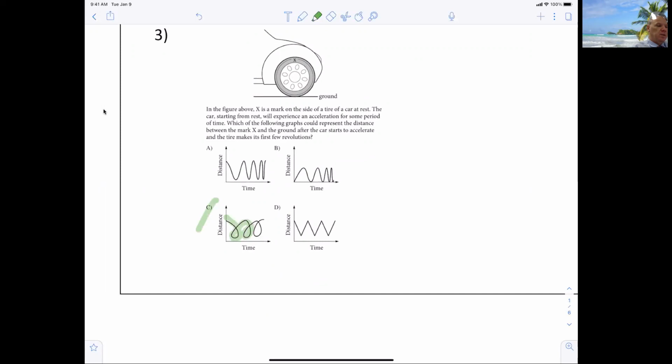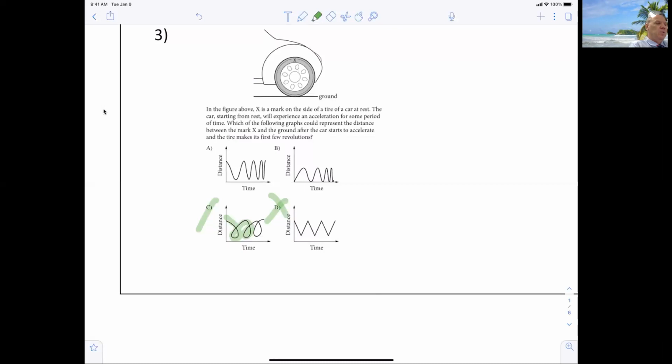What else doesn't make any sense? I think D is correct. It doesn't make any sense. But why doesn't D make sense? Can anybody tell me? Yeah, it's not accelerating, right? Which means it's going faster, right? Does everybody agree with that?